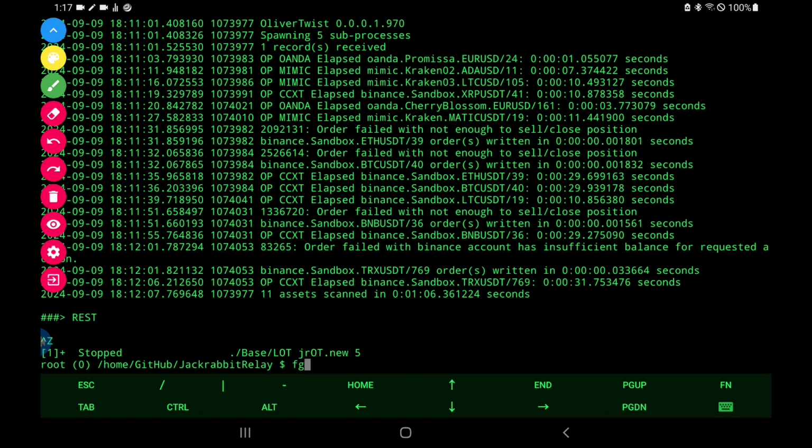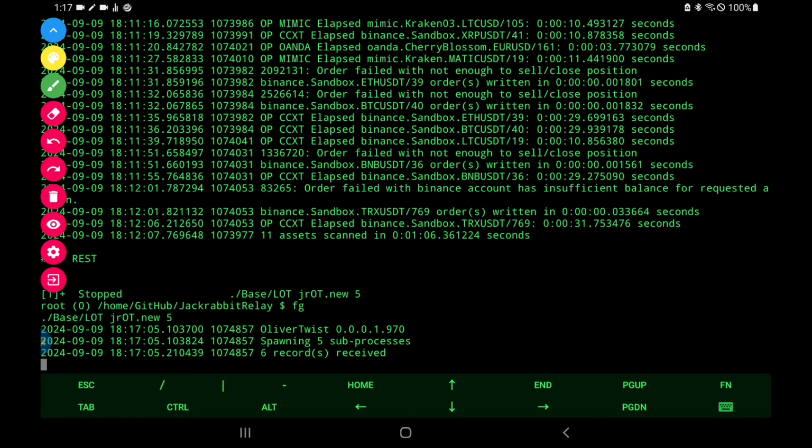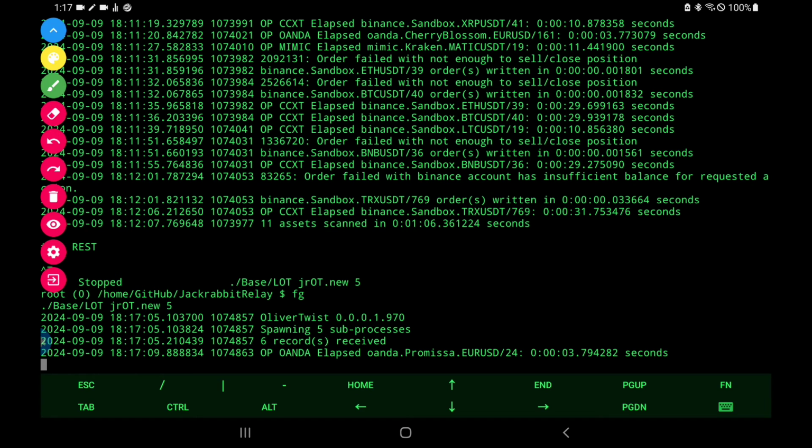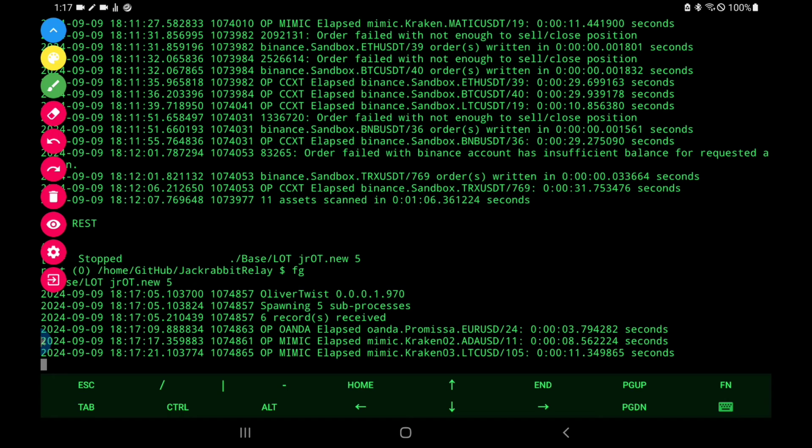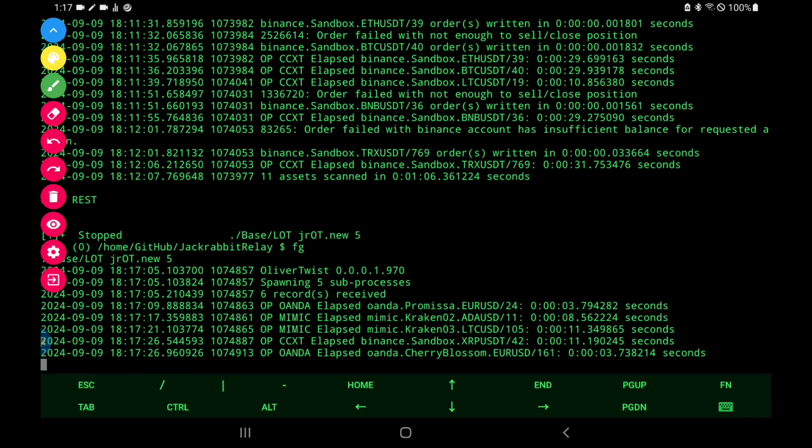Let's restart this process and see it in operation. Now it's picked up new orders to be added into the system, and we can see that it is beginning to run in parallel each of the different accounts that I am trading. And we can see how that plays out in real time, in a real market.